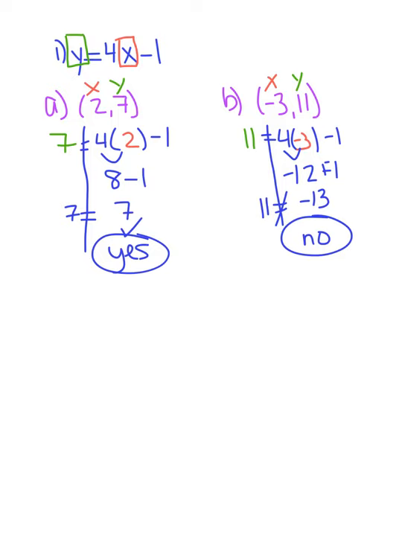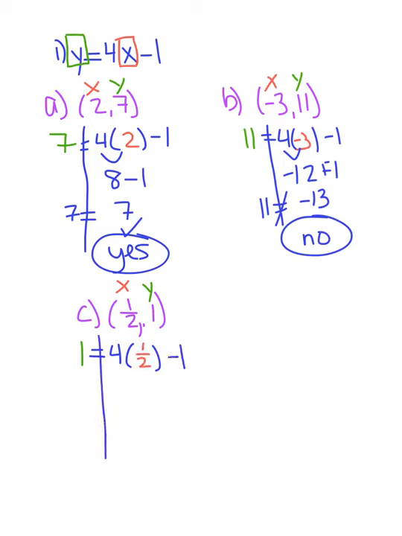All right, let's try one more. So C. What if we do a point with a fraction, right? We said the xy coordinates don't have to be whole numbers. So we have 1/2, 1. So here's my point that we're going to test. The x is 1/2, the y is 1. So my equation is going to be 1 equals 4 times that 1/2, and then we're going to subtract 1, right? That part all stays the same. We're just plugging in the different x and y values.